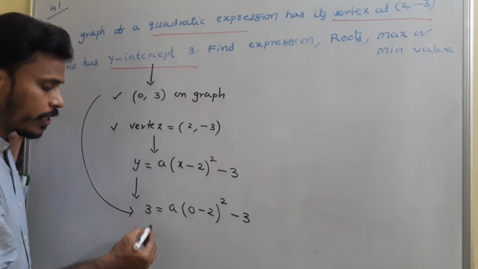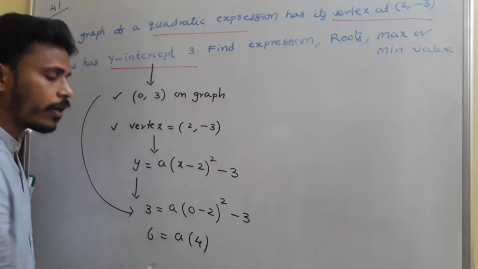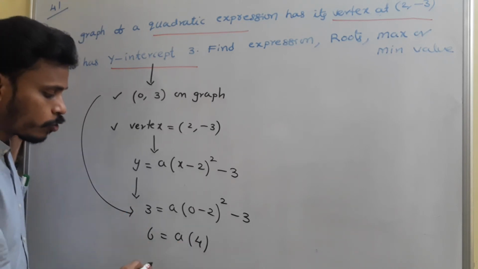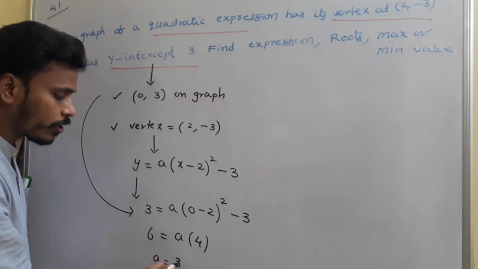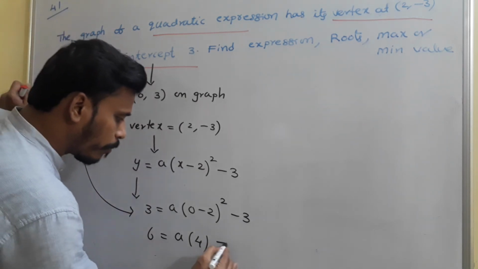When you send this minus 3 to this side, it becomes 6 is equal to a into (minus 2) whole square, which is 4. 6 is equal to 4a. a is equal to 6 by 4, which is 3 by 2. 6 by 4, two 3s and two 2s. Okay, at the end we have a is equal to 3 by 2.